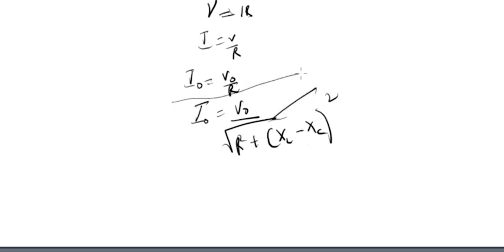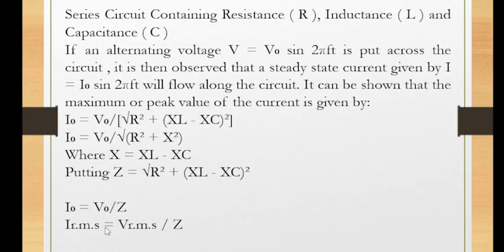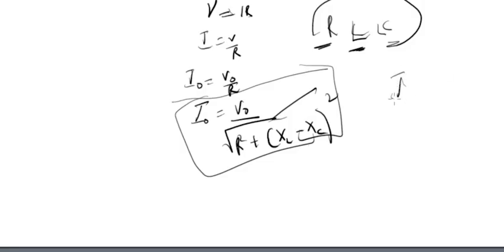So this is how to find the peak current when the circuit has resistors, inductors, and capacitors. They are a general resistance. So your I naught is also V naught over Z, because all of this, the square root of R squared plus XL minus XC all squared, is called Z. So I naught is equal to V naught over Z. This is called impedance. We are going to know more in the next slide. It's called impedance.